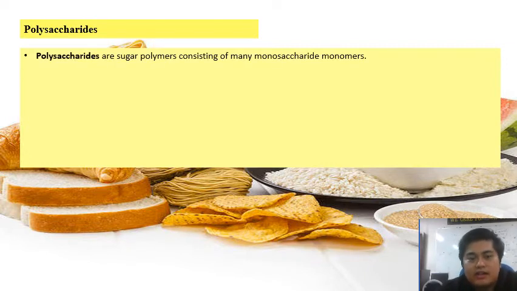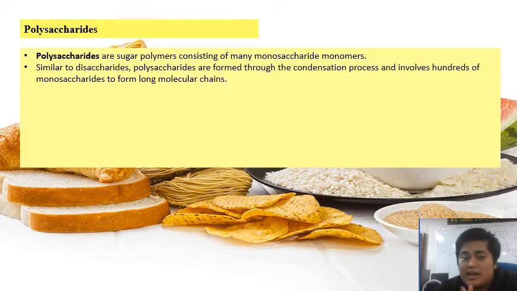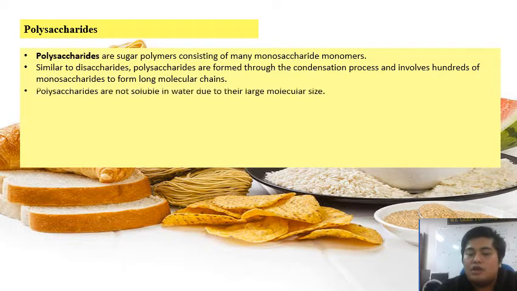So polysaccharide are sugar polymers consisting of many monosaccharide monomers. Dia kena ada banyak. Similar to disaccharide, polysaccharide are formed through the process of condensation and involve hundreds of monosaccharide to form a long molecular chain.